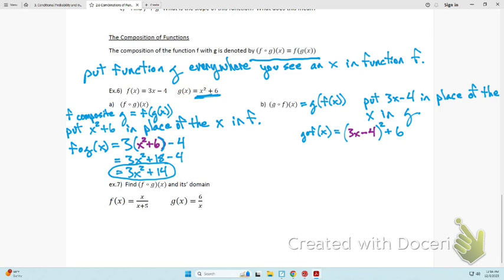This one's a touch more work. You might write this twice so that you don't forget anything. Distribute, FOIL, and you get 9x squared minus 12x minus 12x plus 16 plus 6. Combine like terms, and you got it.